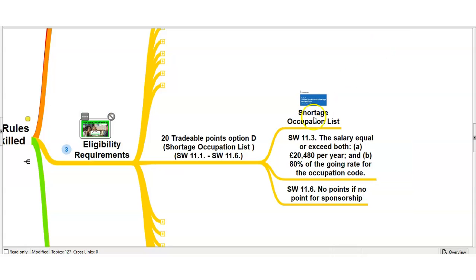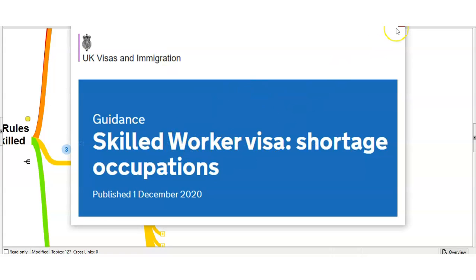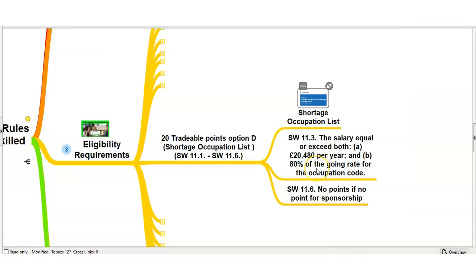And in addition to your job being on the skilled worker shortage occupation list, you'll need to prove that it's at least above £20,480 and at the rate of 80% of the going rate for that occupation.